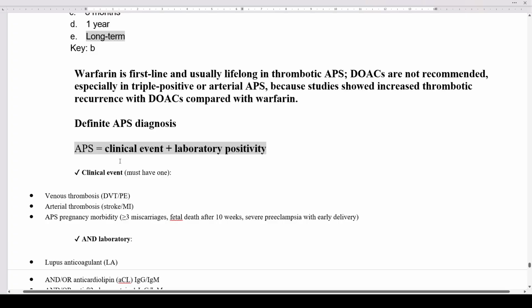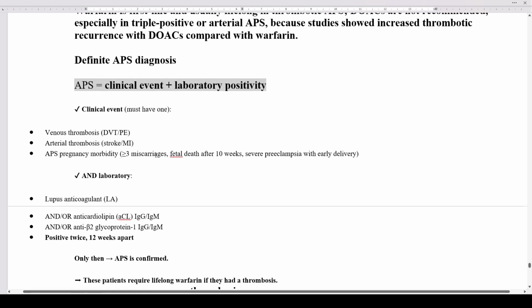Okay, so it is a repetition of the same, the APS diagnosis. What should be present? There should be one clinical event and one laboratory finding. For the clinical event, there must be venous thrombosis, DVT, or arterial thrombosis history, or the patient has pregnancy morbidity: more than 3 miscarriages before 10 weeks, one or more fetal deaths after 10 weeks, or premature birth before 34 weeks due to severe preeclampsia or placental insufficiency.